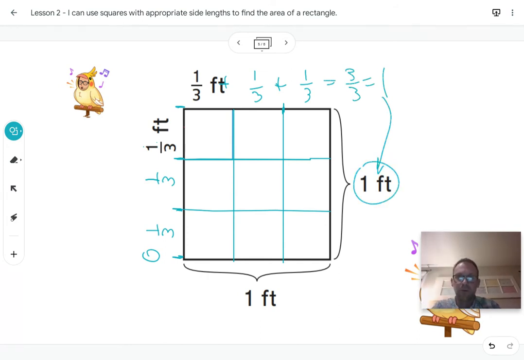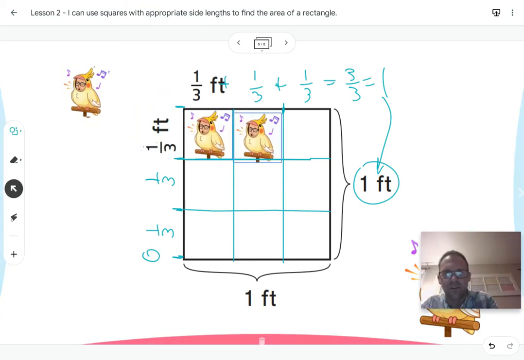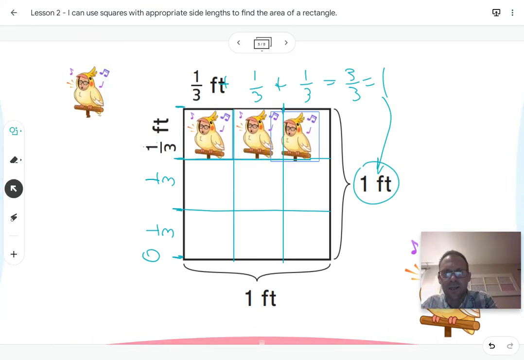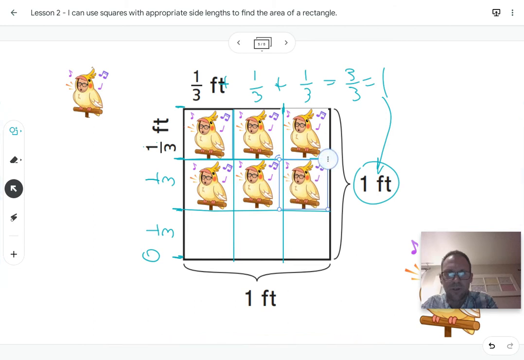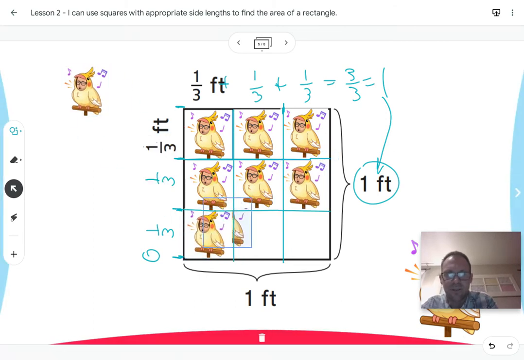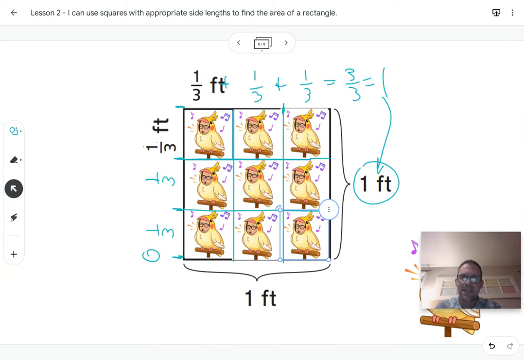So it looks like we're going to need 9 tiles, and we can just double check by dragging in these very, very good looking tiles that Tweety Bird wanted at the bottom of her cage. Wow, look at that. 1, 2, 3, 4, 5, 6, 7, 8, 9. We're correct, 9 tiles. All right, so it takes 9 tiles to make a square foot, 1/3 square foot tiles to make a 1 square foot floor.